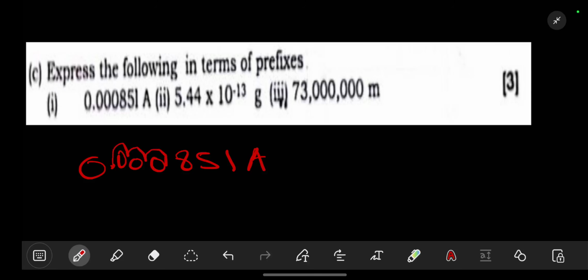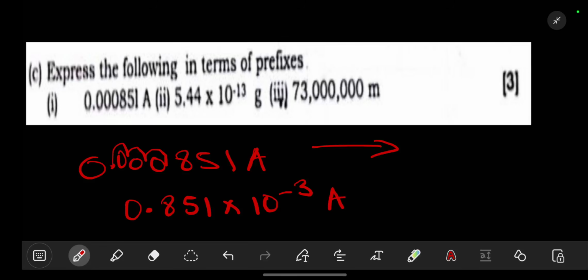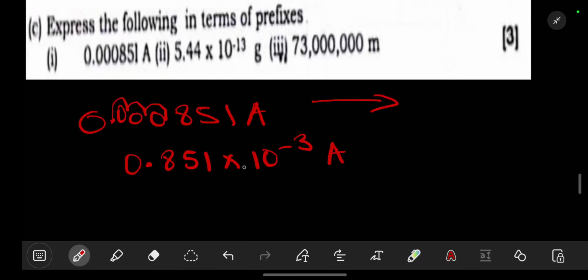So we know there is a prefix which is 10 to the power negative 3. If you are moving to your right hand side there, we are going to add a negative. Since we have moved 3 times, this is 0.851 times 10 to the power negative 3. You have moved 3 units to your right, so you attach a negative 3 like that. Then we know that 10 to the power negative 3 is equal to a milli.